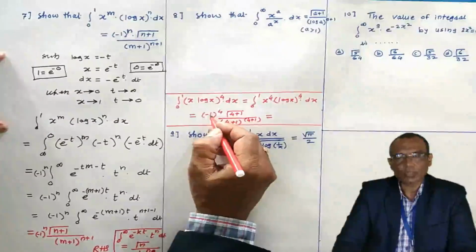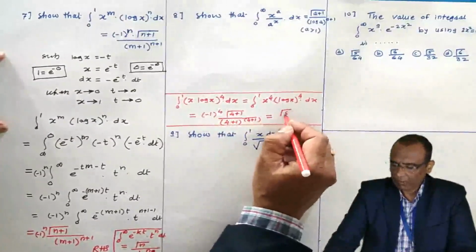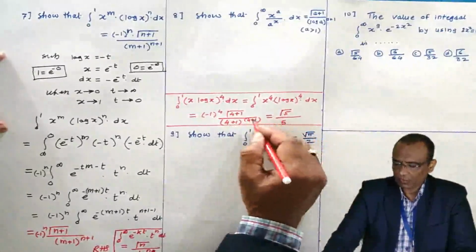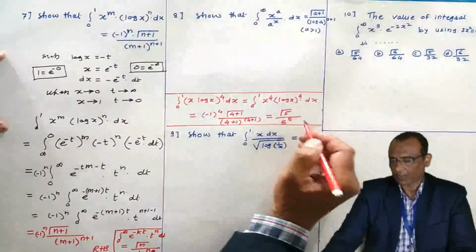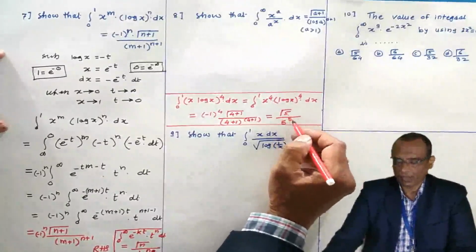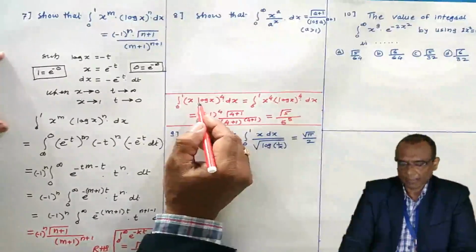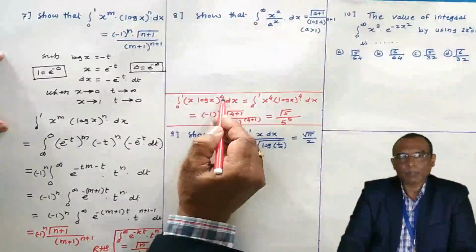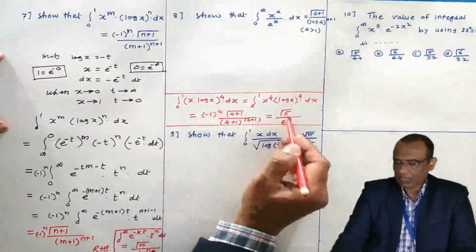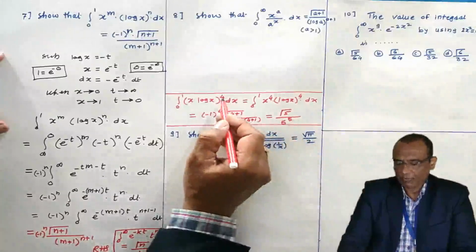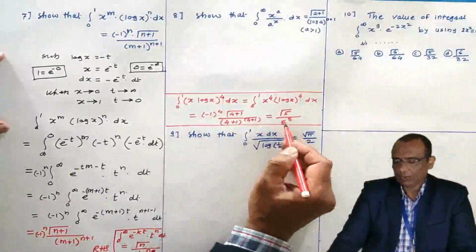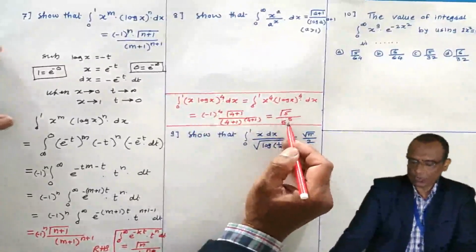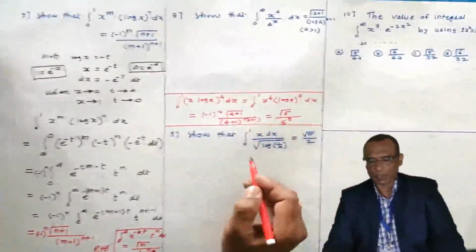This is equal to minus 1 to the power 4, which is 1, times gamma of 4 plus 1, over 4 plus 1 raised to 4 plus 1. 4 plus 1 is 5. So gamma 5 by 5 raised to 5 is the value of this integral. See, m is 4 and n is 4. If 4 is replaced by 5, here you will find gamma 6 by 6 raised to 6. If 4 is replaced by 2, then gamma 2 by 2 raised to 2. If 4 is replaced by 3, gamma 4 by 4 raised to 4, in this way. This type of MCQ may be asked in examination.